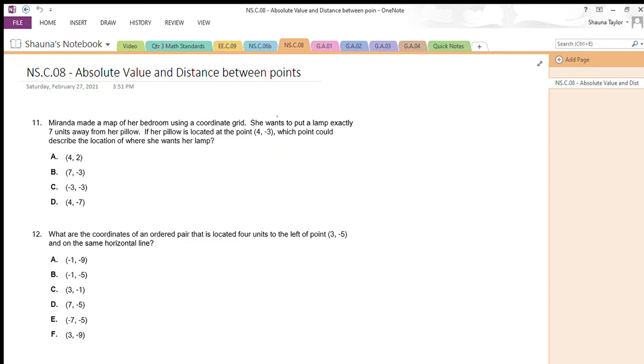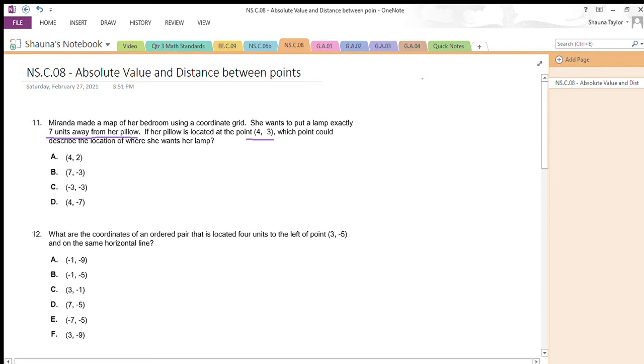Okay, number 11 says, Miranda made a map of her bedroom using a coordinate grid. She wants to put a lamp exactly 7 units away from her pillow. If her pillow is located at the point 4, negative 3, which point could describe the location of where she wants her lamp?